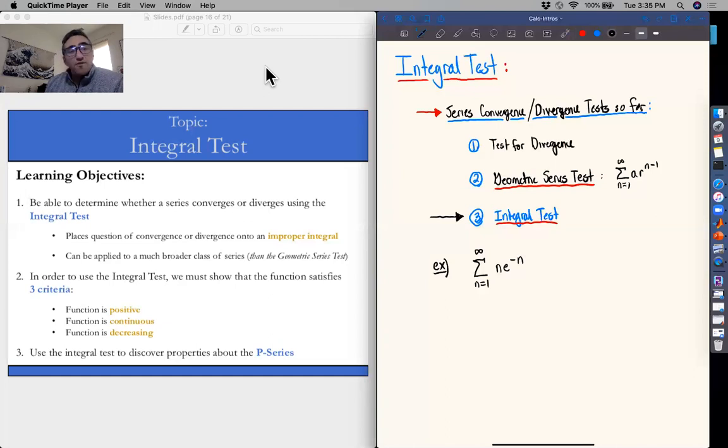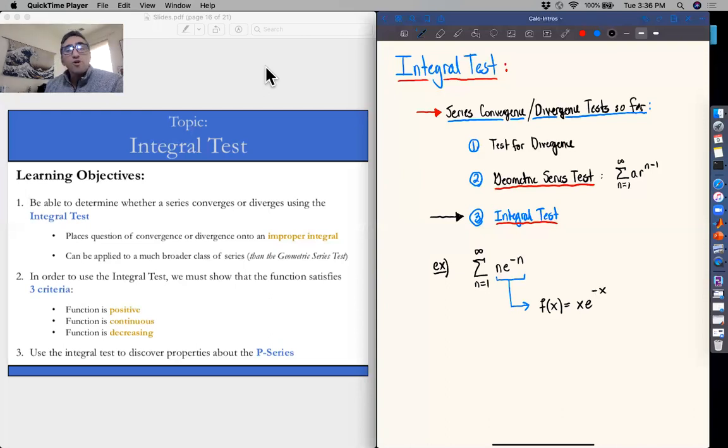So the first thing for this integral test, on our route to actually being able to apply it, is we need to make sure that we can apply the integral test. So the first thing we do is we look at our series function and we basically make this more continuous kind of counterpart to this series function. Here our function is going to be f of x equals x times e to the minus x.